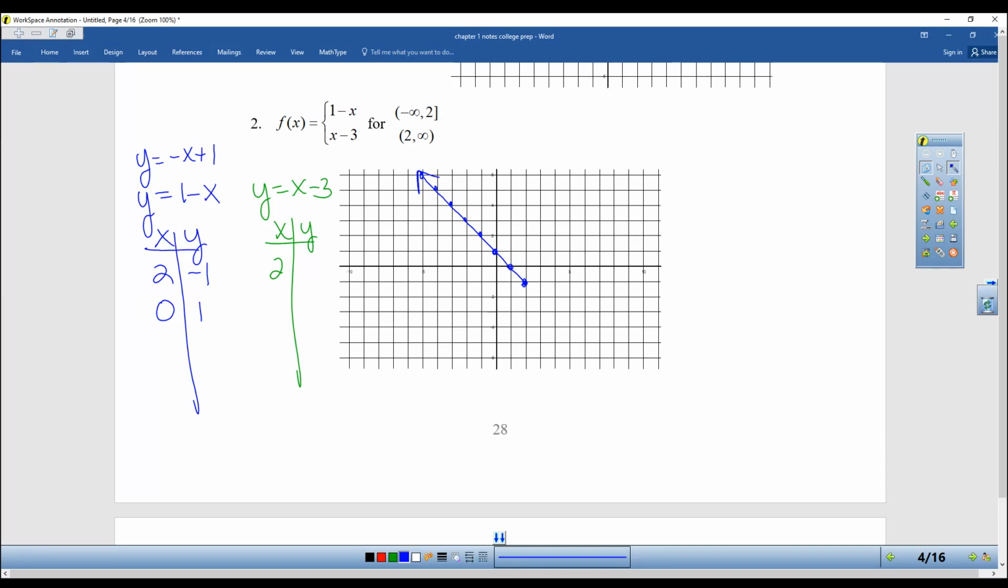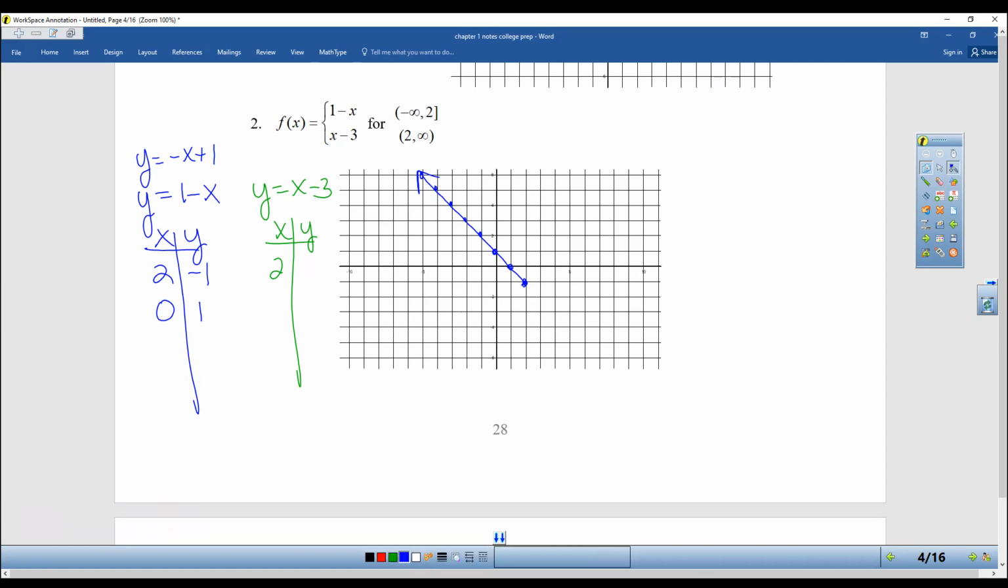People that don't use this method tend to get it wrong. If you tried to do this on your own and your line went that way, it was because you thought to yourself, oh, I'll start at 2, but then the slope is -1. So you went down negative and it felt negative because you were going in the backwards direction. But it needs to be negative as you read from left to right.